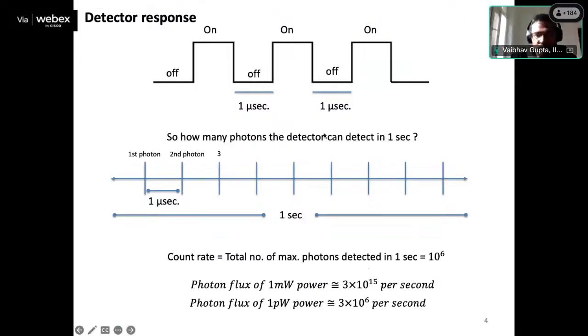So that is one problem. Now, how to solve it? We can actually reduce the energy or the power.